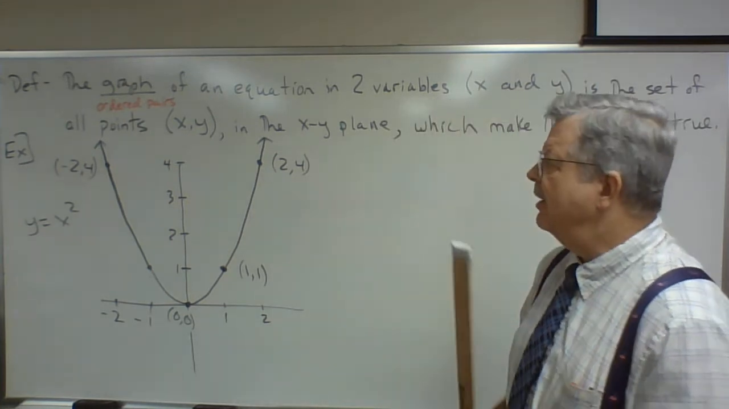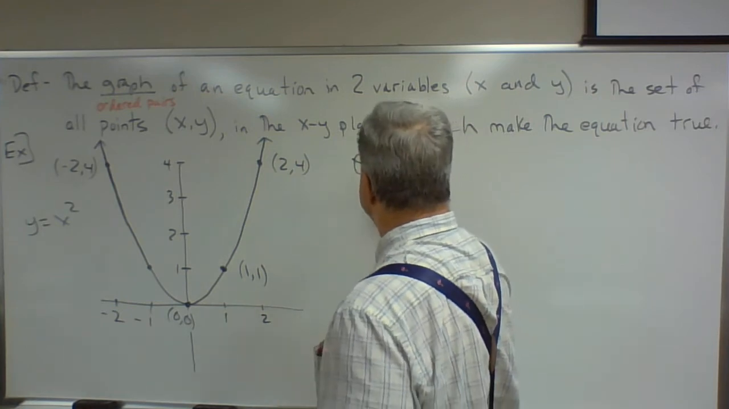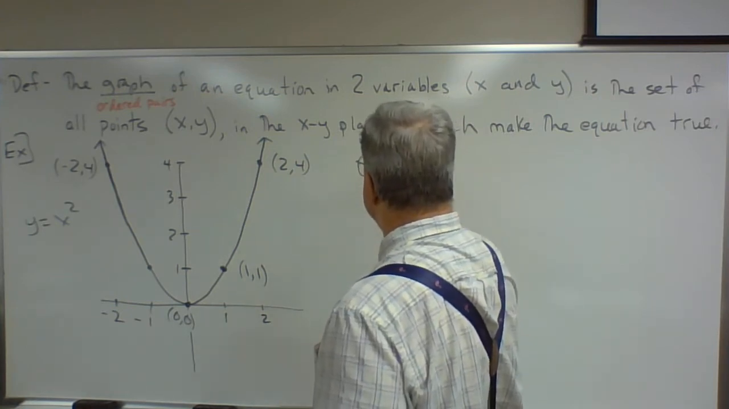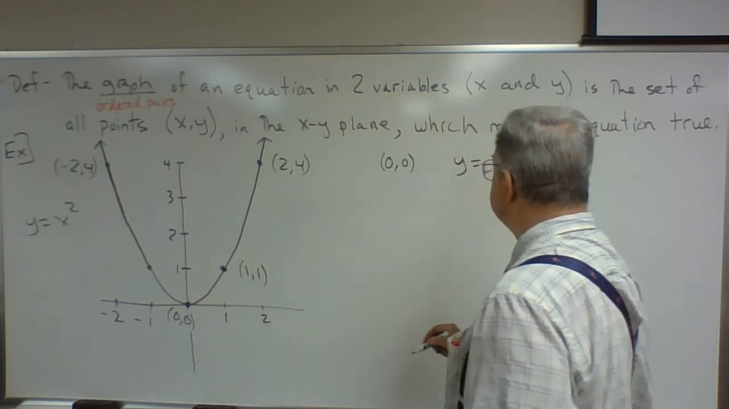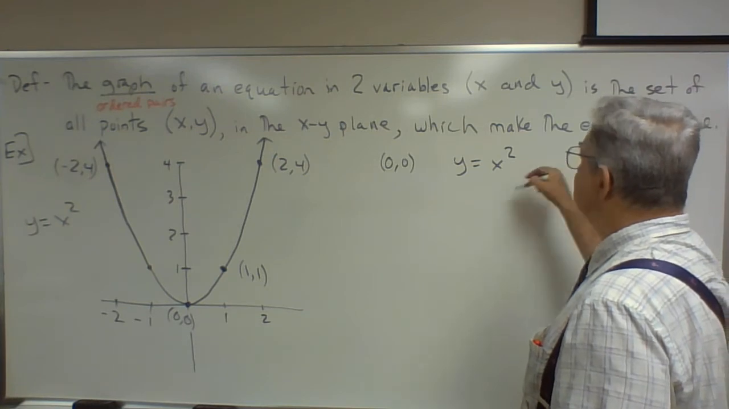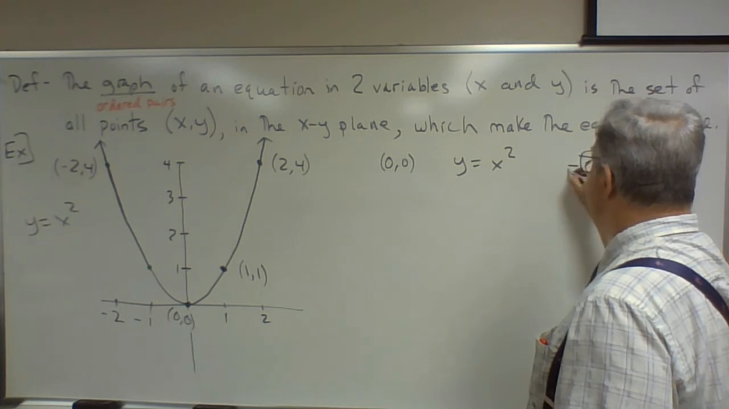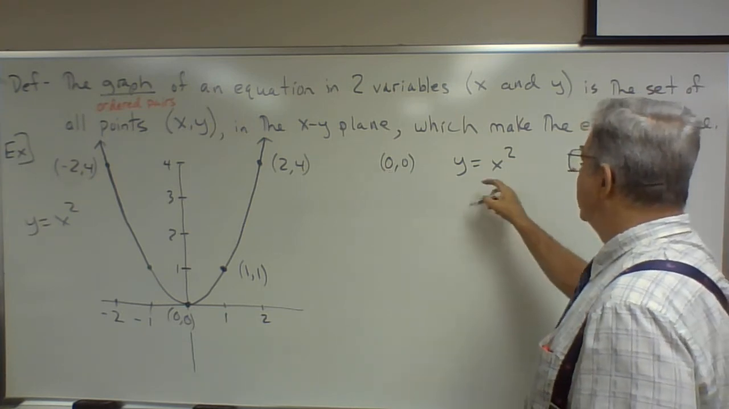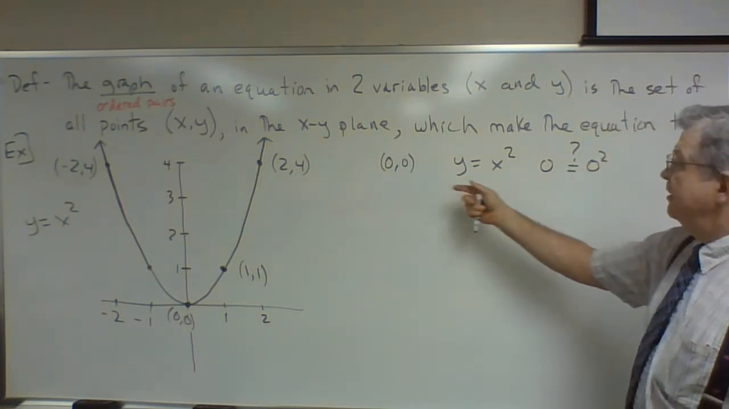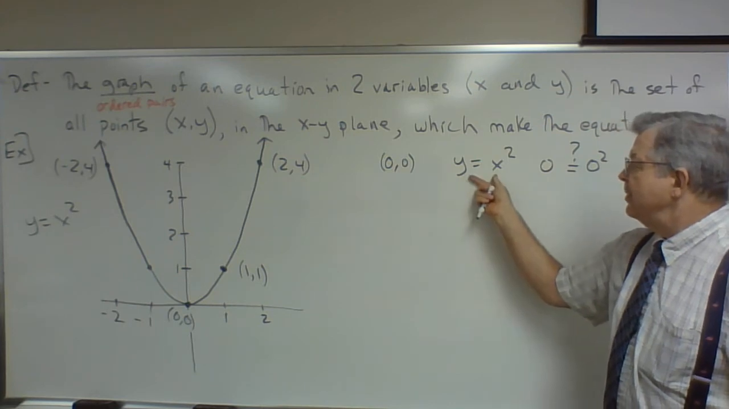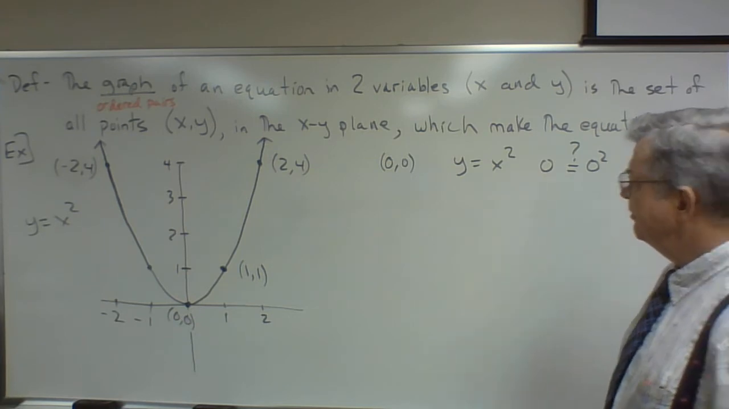Let me write each of these out. Let me start again with the point 0, 0. We have y equals x squared. And so we're going to take 0 for x, and we're going to take 0 for y. Does this ordered pair make the equation true? 0 equals 0? It sure does.